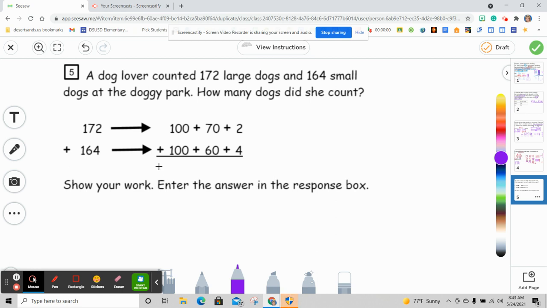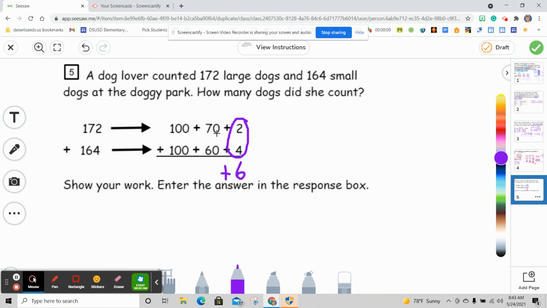Okay, so they want us to do it in expanded form, which is the information is already there. You can do a picture if you like, but I'm going to use this expanded form as it is. So I'm going to start with the ones place first. So I'm going to add 4 plus 2 equals 6. And then I'm going to put a plus sign.